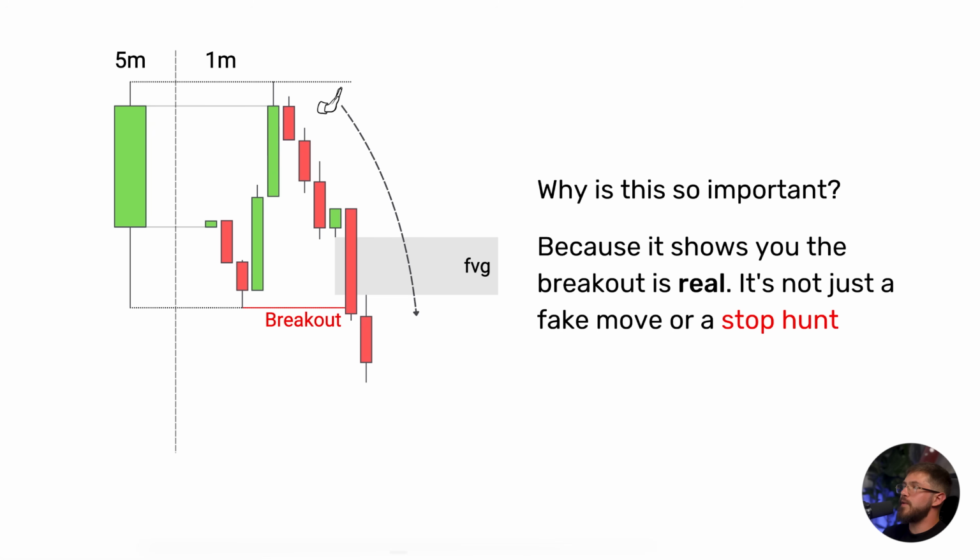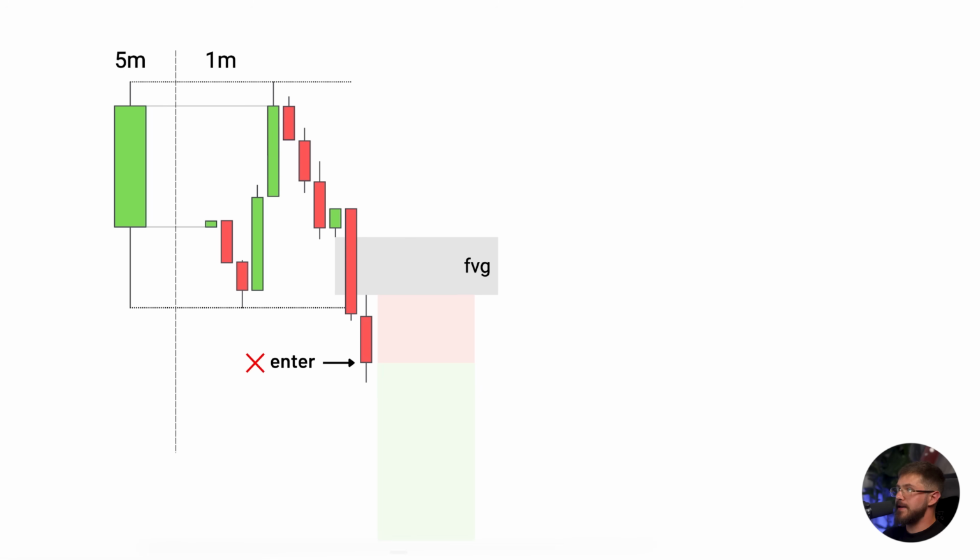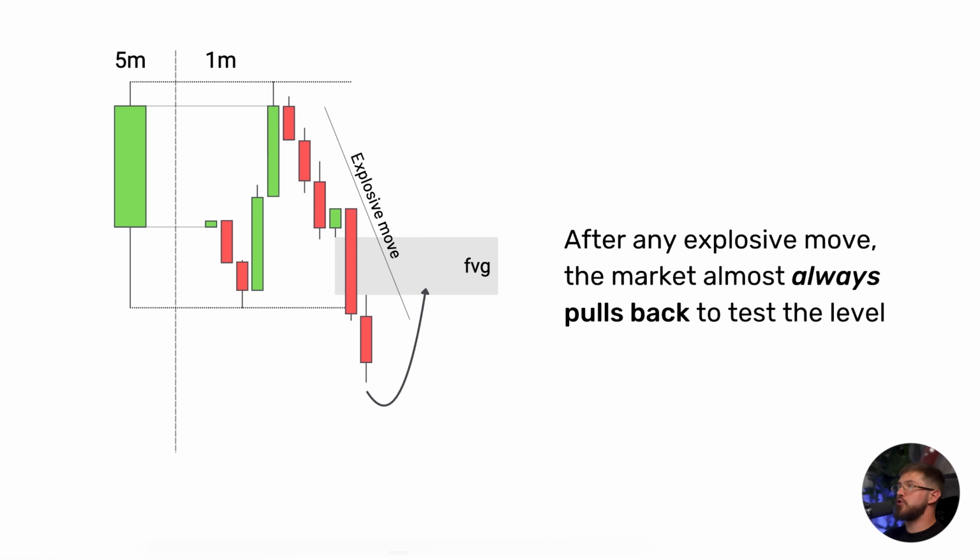Now, the reason why we selected this 5-minute candle is because this first 5-minute candle has more volume than any other 5-minute candle in the entire trading day. So if we see the market pushing under the low with force, we know that sellers are in control. And when you see this pattern, you're seeing exactly who is winning the battle. But you do not enter immediately. Remember what I taught you about market psychology. After any explosive move, the market almost always pulls back to test the level. This is where amateurs panic and professionals get excited, knowing that a great opportunity is on the way.